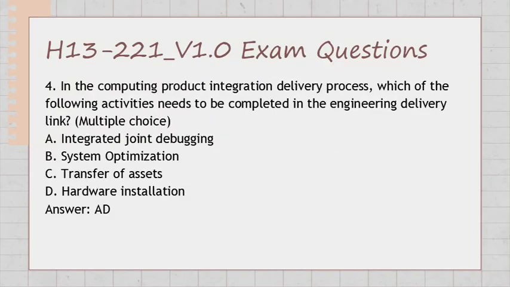4. In the computing product integration delivery process, which of the following activities needs to be completed in the engineering delivery link? Multiple choice. A. Integrated joint debugging. B. System optimization. C. Transfer of assets. D. Hardware installation. Answer: A, D.